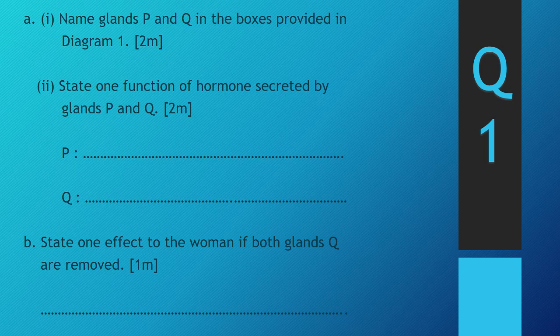A1. Name glands P and Q in the boxes provided in diagram 1. 2 marks. A2. State one function of hormone secreted by glands P and Q. 2 marks. And finally, B. State one effect to the woman if both glands Q are removed. 1 mark.